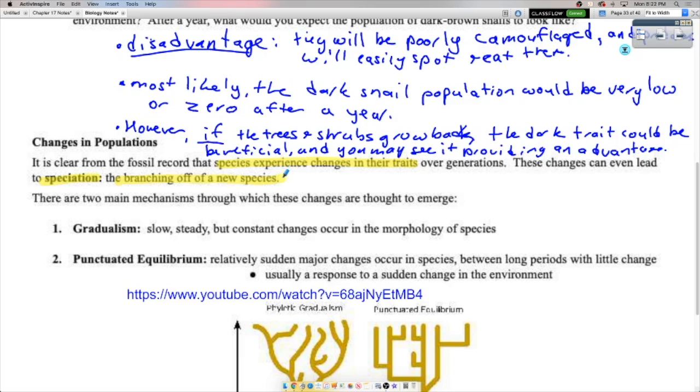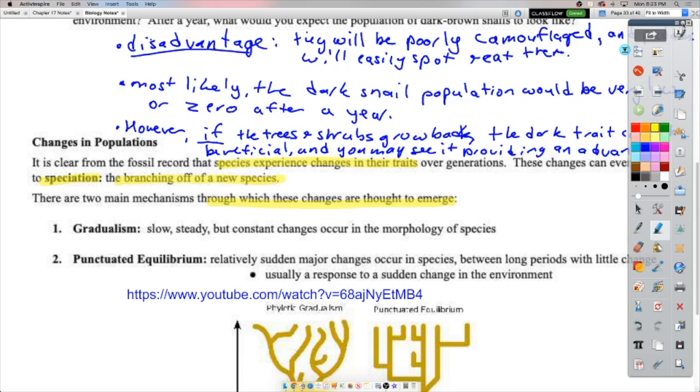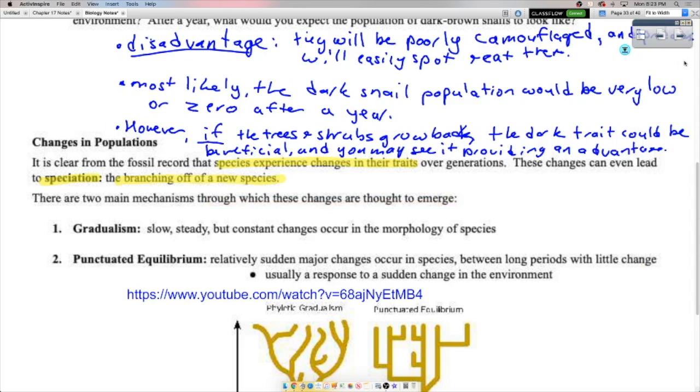There are two main mechanisms through which these changes emerge. Changes being the changes in the species' traits or even the creation of a new species, okay? The first is gradualism. Gradualism is kind of what it sounds like. It's gradual. It's slow, it's steady, it's constant, okay? But it's always sort of happening a little bit. It's like the hour hand on a clock. It's always moving, but you can't even really tell, right? It's a lot like uniformitarianism from our geology unit.